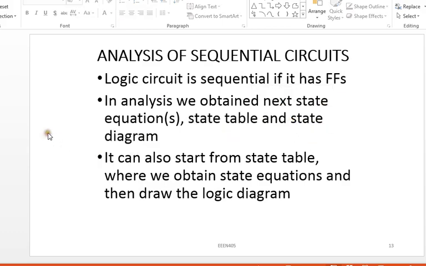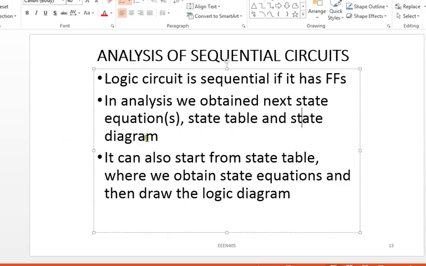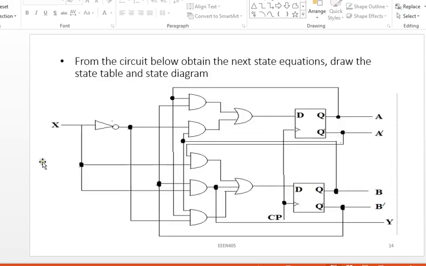that circuit. And you can be asked to go in a reverse process. That is, you can be given a state diagram, from it you derive your state table, from it you derive your state equations, and finally draw the logic diagram. That is the reverse process. And for us to understand this, let us take a typical example.